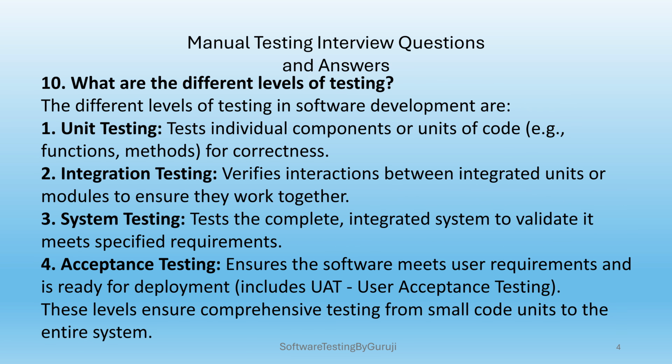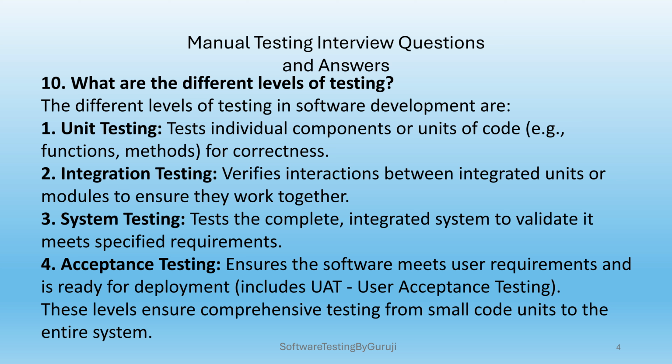What are the different levels of testing? The different levels of testing in software development are: first is unit testing, testing individual components or units of code, for example functions and methods, for correctness.